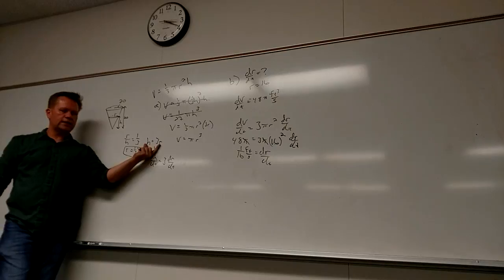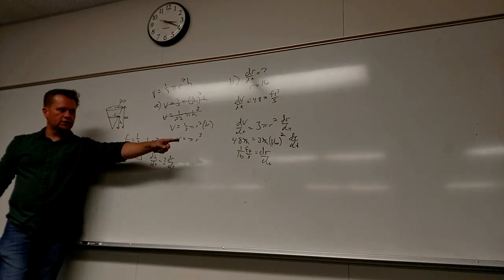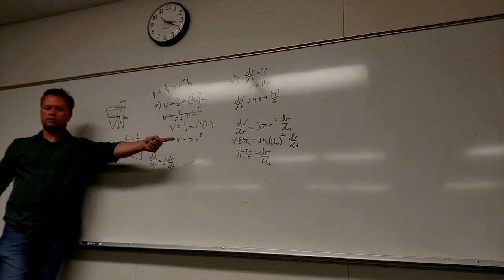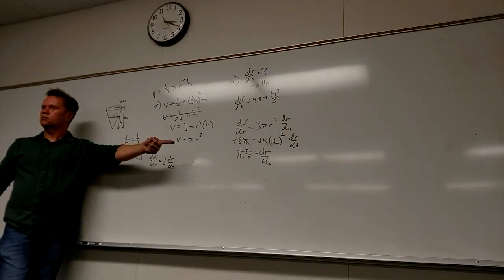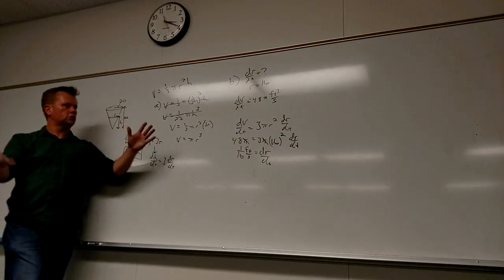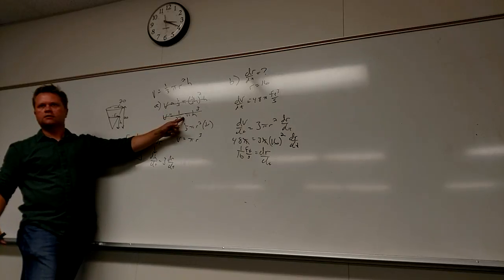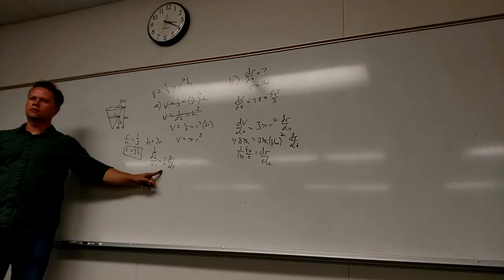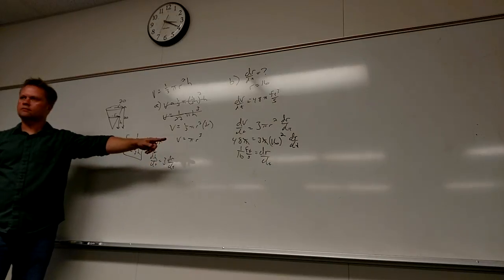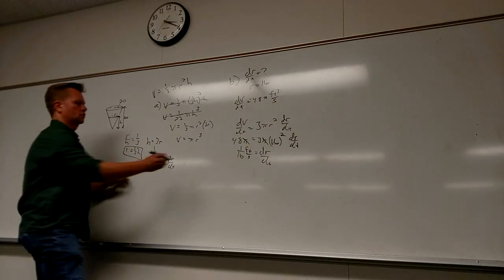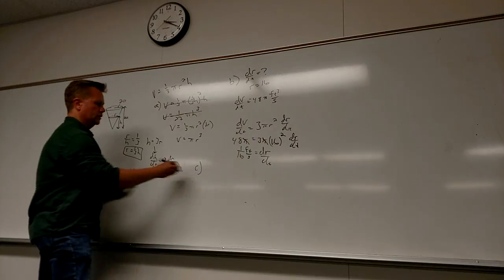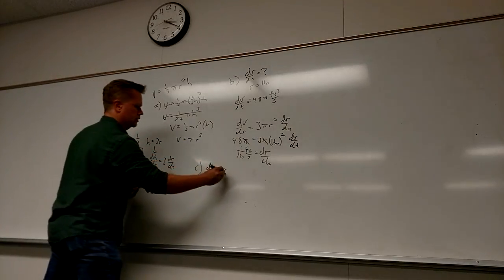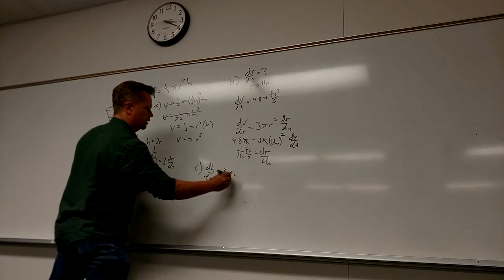Well, bam, I know what dr dt is. I'm asking what dh dt is. Bam! It's 3 times dr dt. So you could redo this whole thing to figure out what dh dt is, or you can just use this little relationship right here. Either way you do it, you should get 3/16. So here I get dh dt equals 3 times that, 3/16 feet per second.